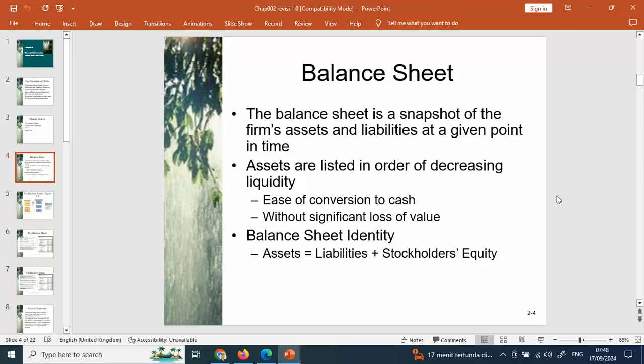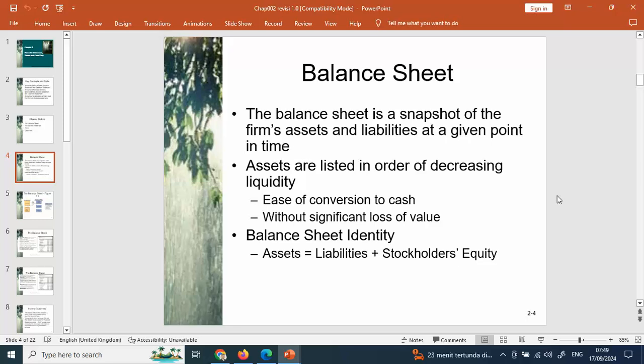And then assets are listed in order of decreasing liquidity. So the highest asset will be the most liquid asset in the balance sheet. The highest asset is cash. That is the most liquid because cash is liquid. In order of decreasing liquidity, the highest is highly liquid, the lowest is the least liquid.